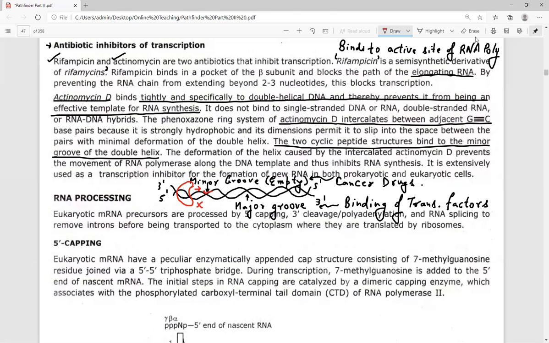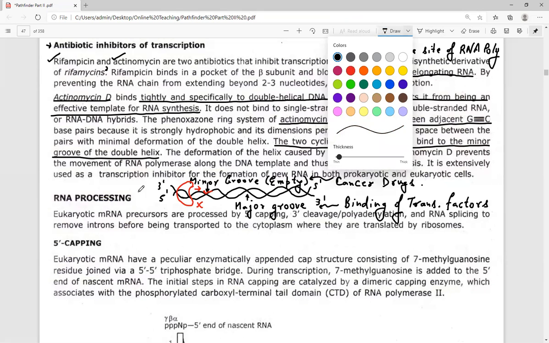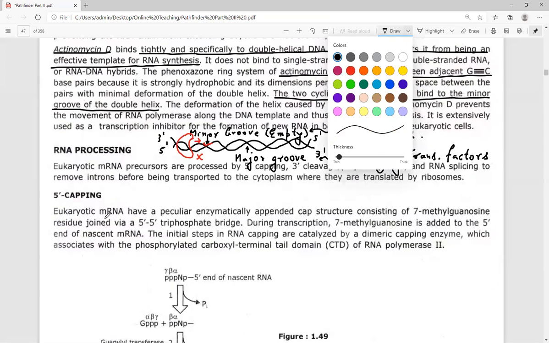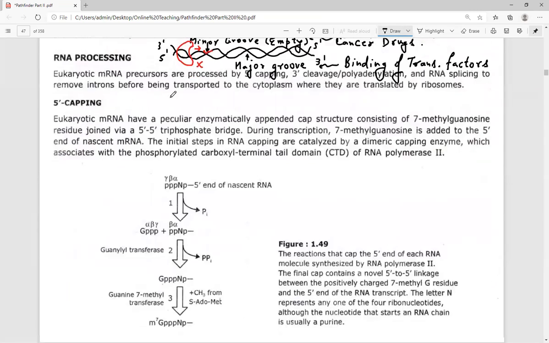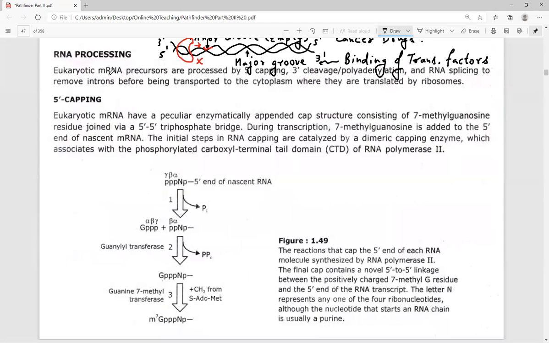Okay, now what we have to start is the next topic, that is referred to as RNA processing. What do you mean by RNA processing? RNA processing is an evolutionary conserved mechanism that is present exclusively in the case of eukaryotes.